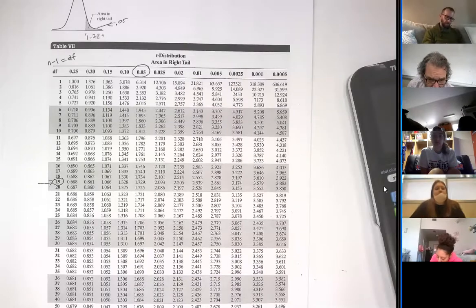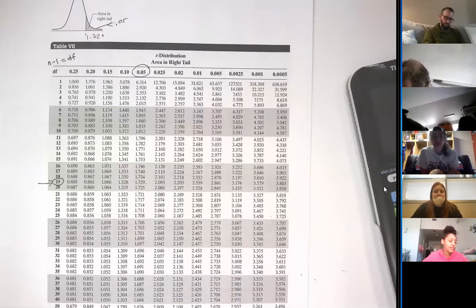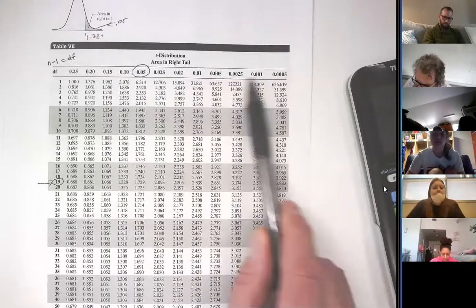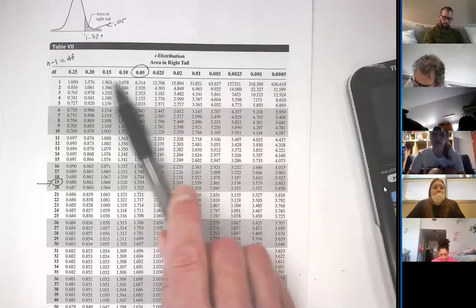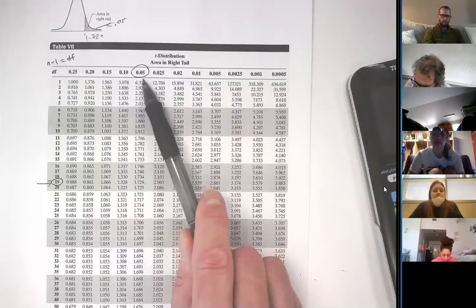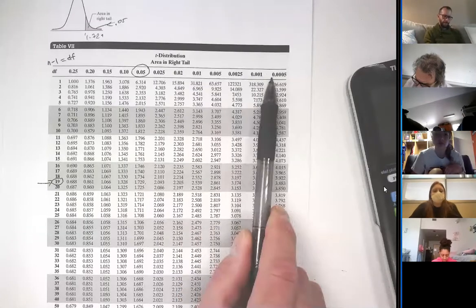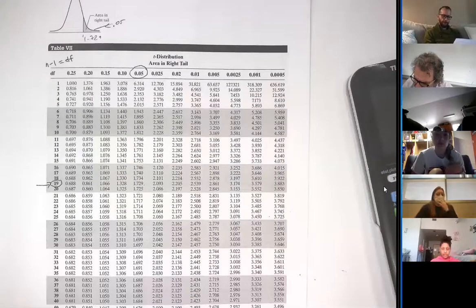Can you help me? Yeah, is it... Sorry, I'm doing my phone. It's just really small. So I need to know which number to pick here for 99% confidence. You know which one to choose? Yeah, wouldn't it be 0.01? Well, or sorry, 0.001?